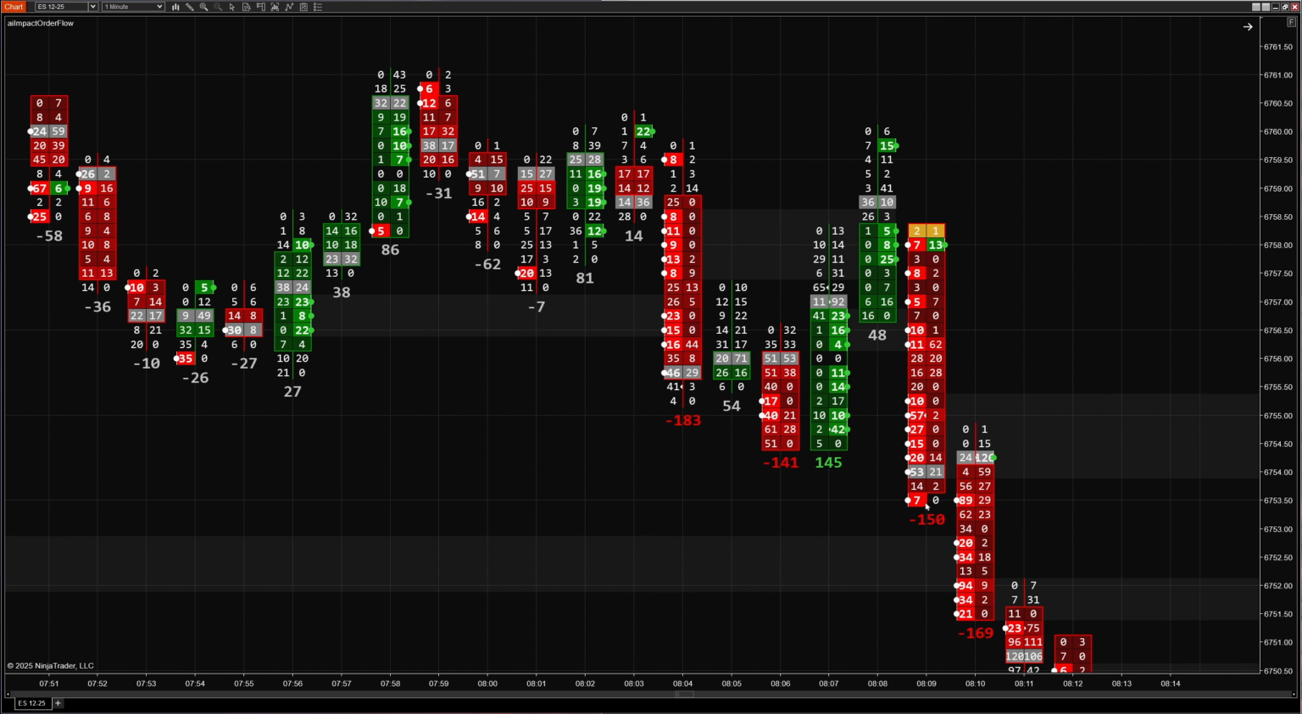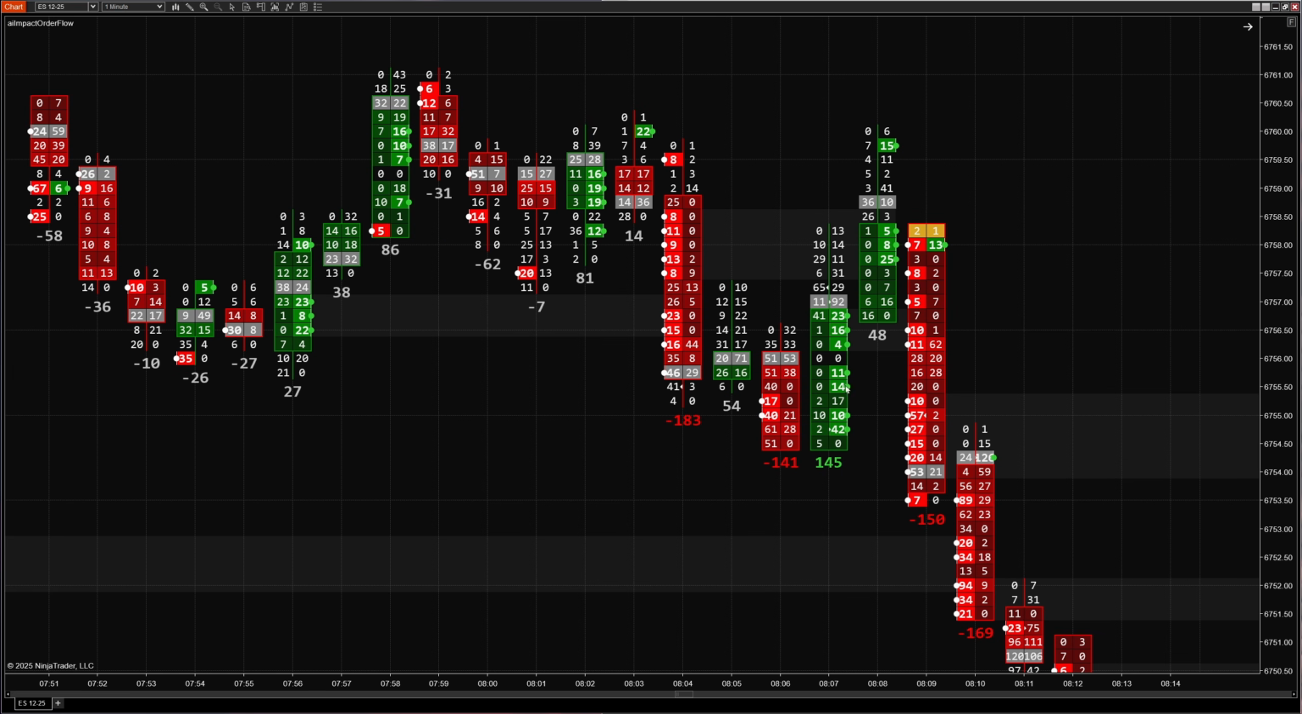Not only does the delta flip to negative, but now from that point, we've had 2 consecutive candles where the delta has been declining. 145, 48 is less than 145. Negative 150 is less than 48. And then look what else we had in that candle with the 145 delta. We also had 3 stacked imbalances right here at the top.